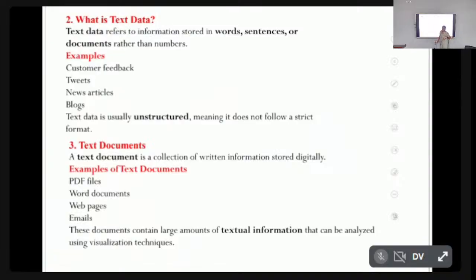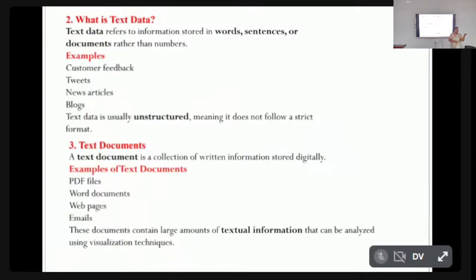Next, what are text documents? Document means what? Just put down these side headings. What is text data? Example, messages. You have to understand what is a message. Next, what are text documents? Collection of all different messages.